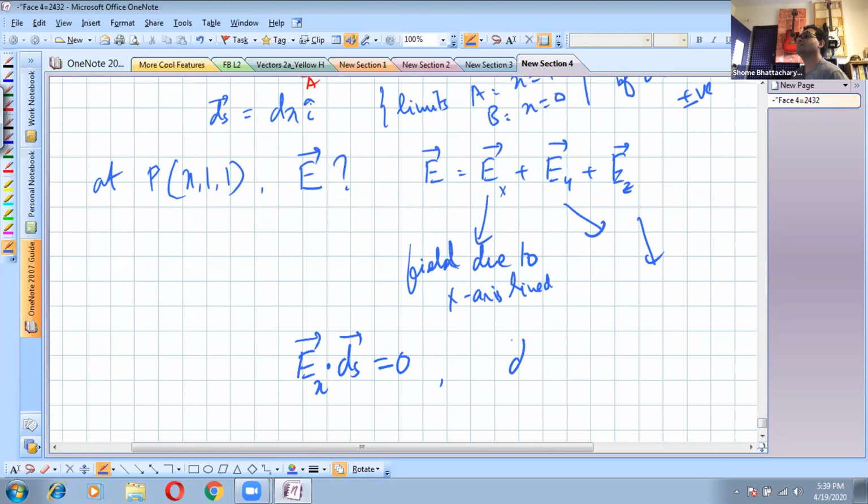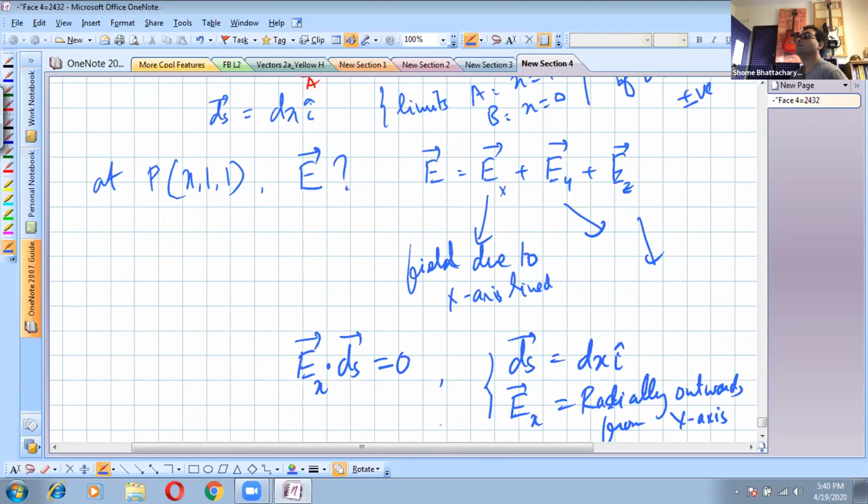Why is this the case? Because see, ds is along the x-axis. And the field because of charge on the x-axis is radially outwards from the x-axis, no? So these two are perpendicular to each other. So their dot product is 0. Is this point clear, Aman and Ritika? Right, guys. So I hope this point is clear to both of you.